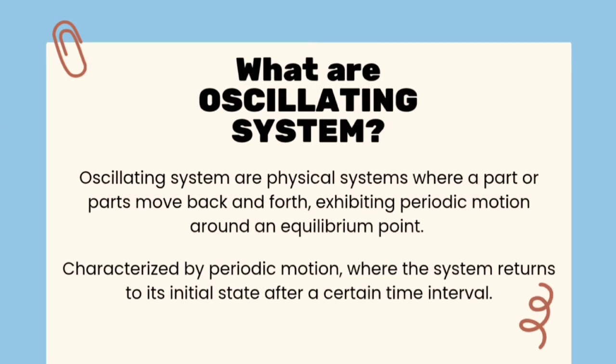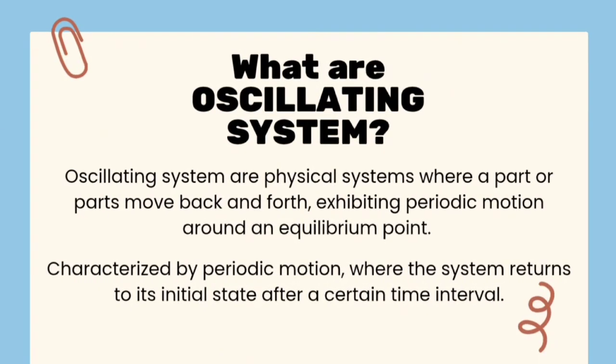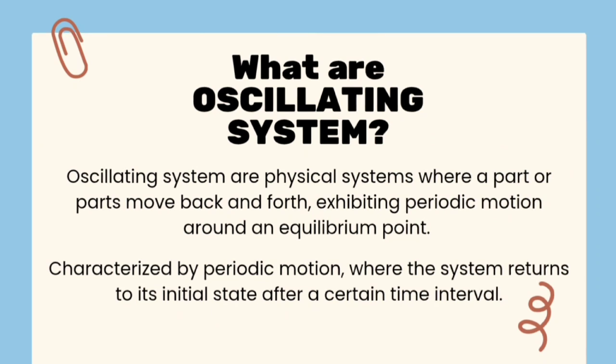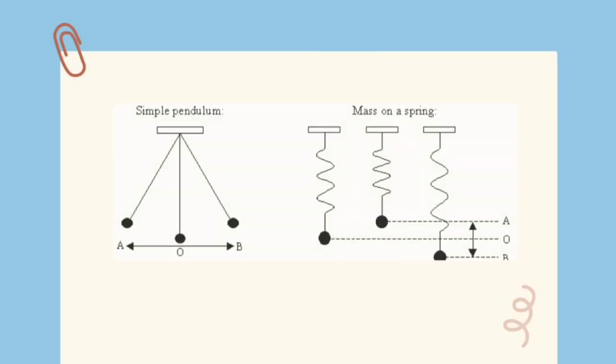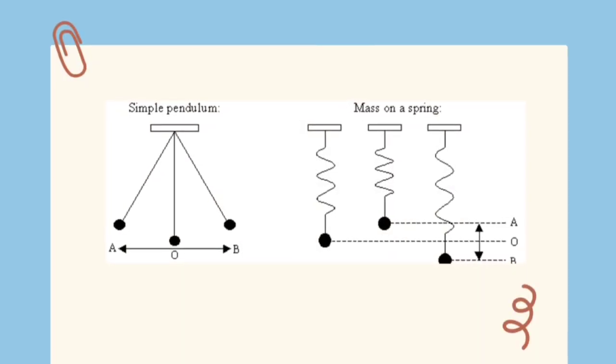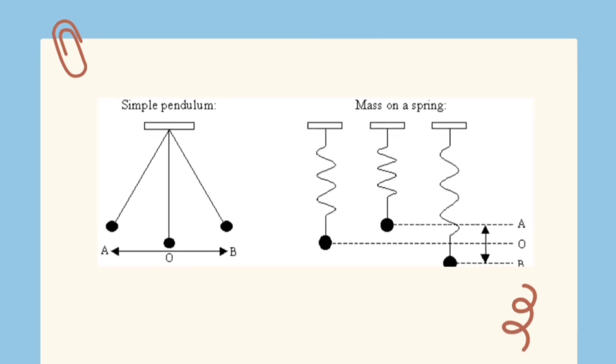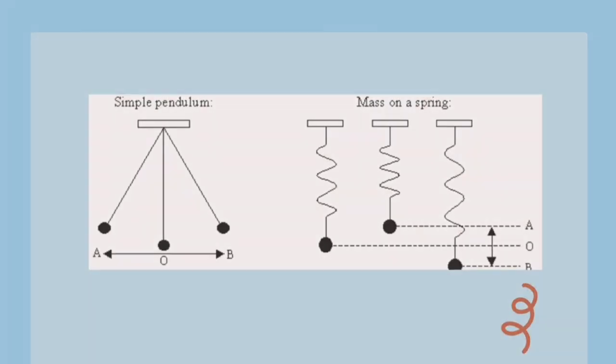So, what exactly are oscillating systems? These are physical systems where a part or parts move back and forth, exhibiting periodic motion around an equilibrium point, characterized by periodic motion where the system returns to its initial state after a certain time interval. So this is an oscillating system in a simple pendulum and a mass on a spring.